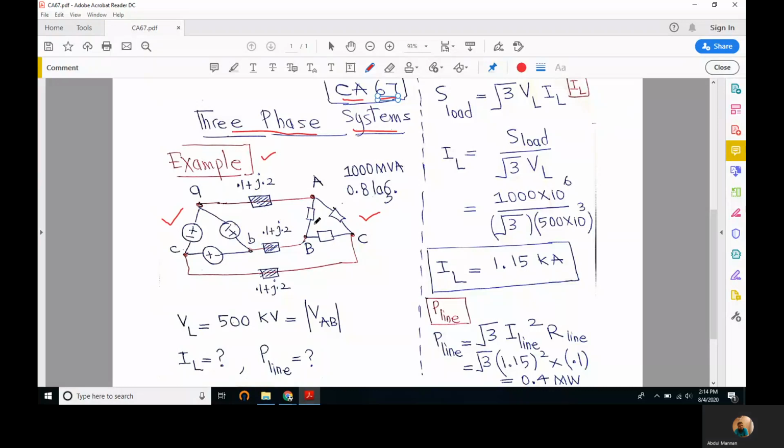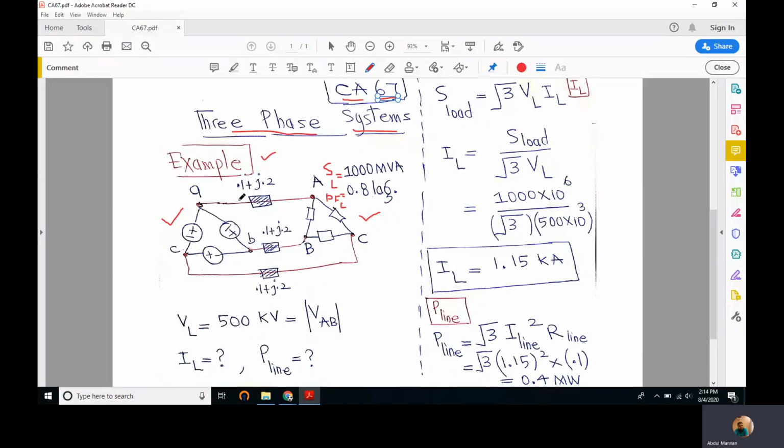Right. The things that we are given is the S of the load. S means the complex power absorbed in the load is 1000 mega volt ampere. This is mega. Mega means 10 to the 6. And it is working at a power factor of the load 0.8 lagging. 0.8 lagging means this is an inductive load.